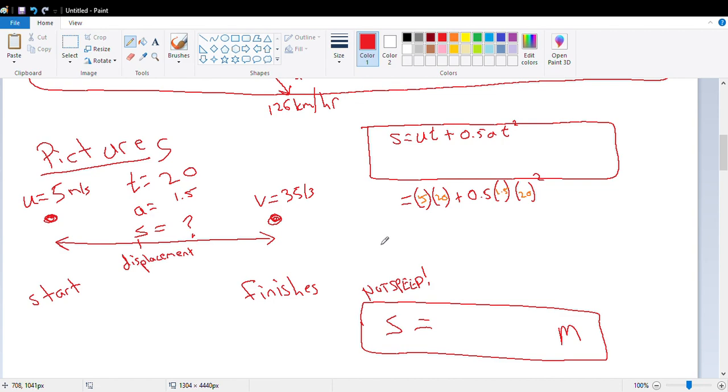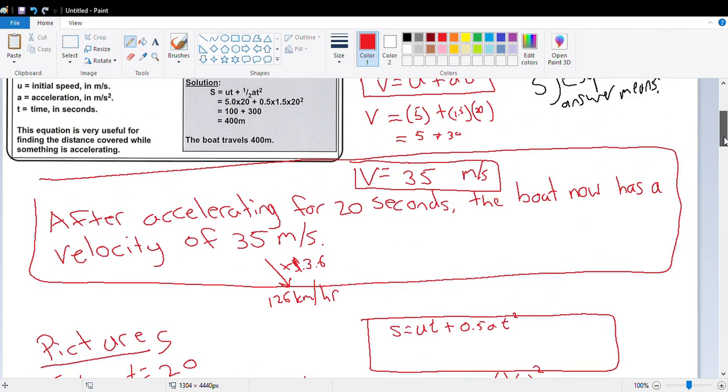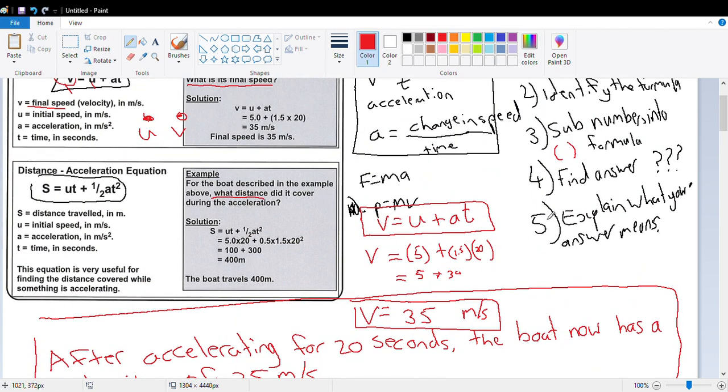Take out your calculator. 5 lots of 20 is 100. 20 squared is 400. 400 times 1.5 is 600. Half of 600 is 300. So 100 plus 300 is 400. Now that I've found my answer, remember I would like you to write a sentence that explains what your answer means.